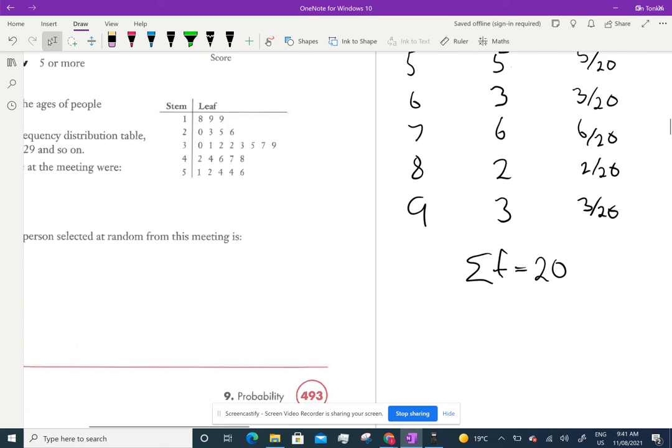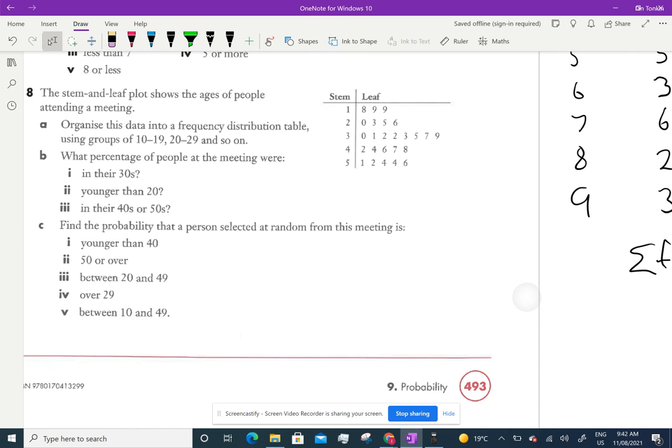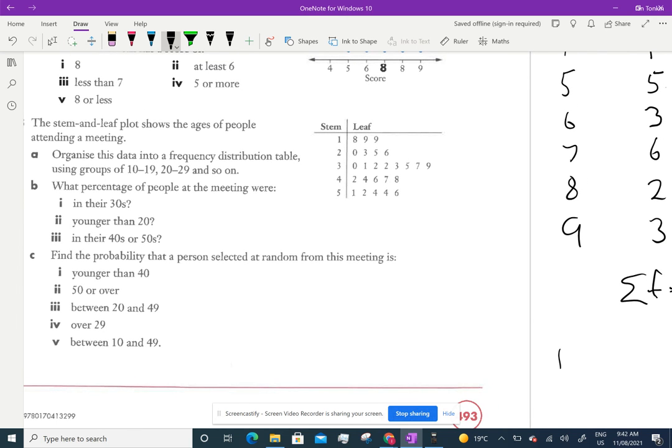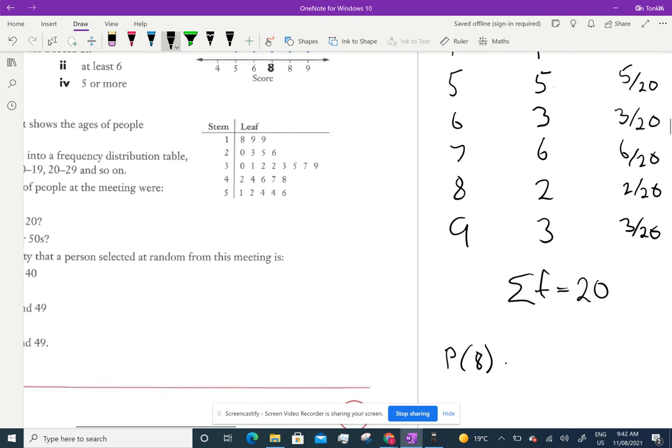What's the probability of an 8? So the probability of an 8, and whatever this thing is, we don't know what it is, 0.1.